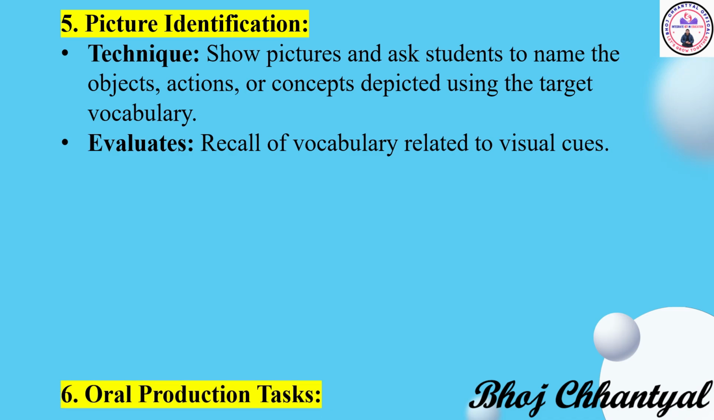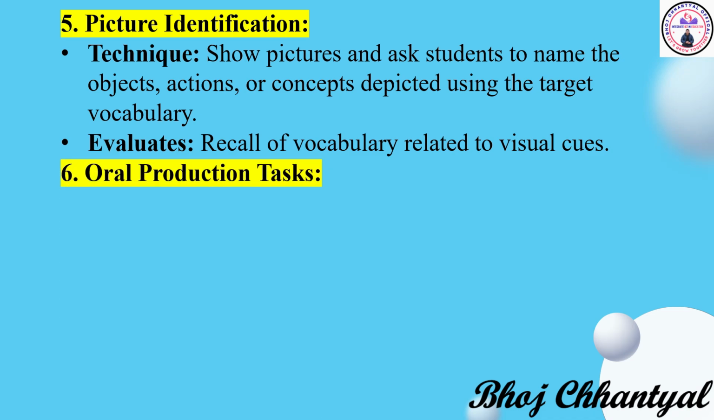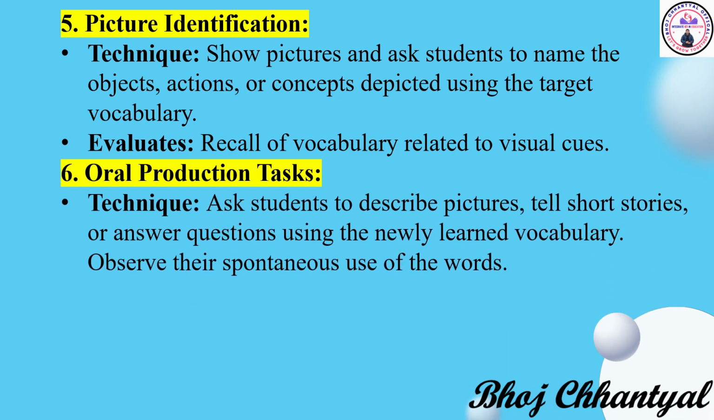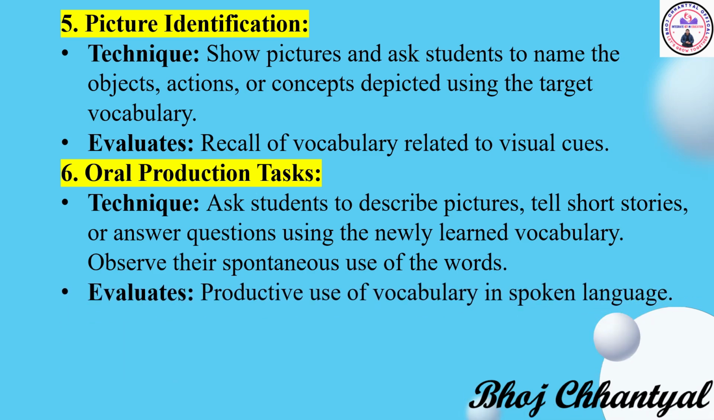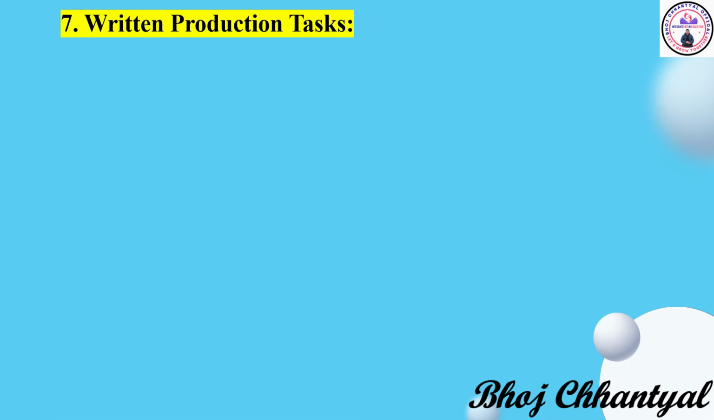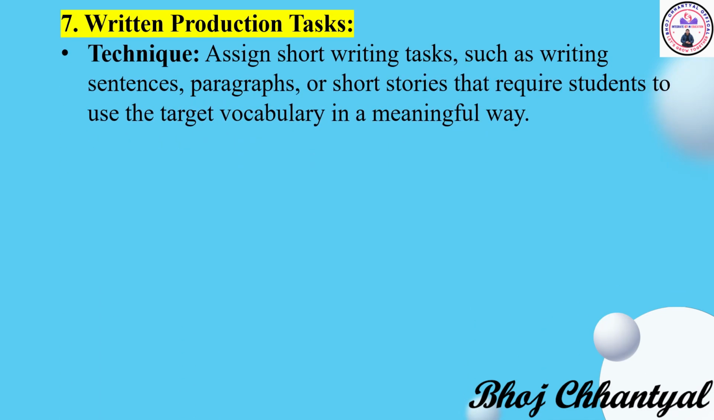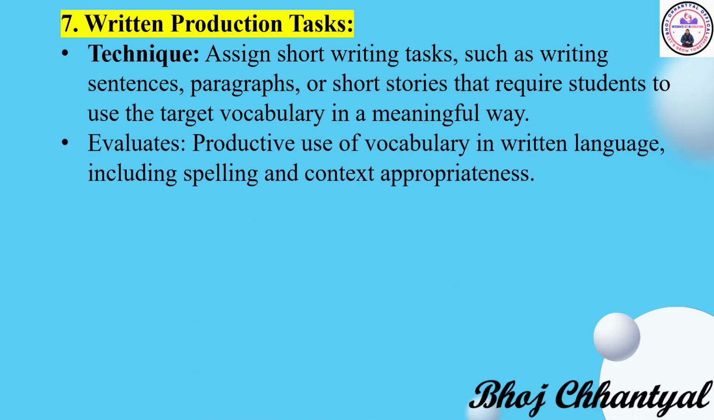6. Oral production tasks. Technique: ask students to describe pictures, tell short stories, or answer questions using the newly learned vocabulary. Observe their spontaneous use of the words. Evaluates productive use of vocabulary in spoken language. 7. Written production tasks. Technique: assign short writing tasks such as writing sentences, paragraphs, or short stories that require students to use the target vocabulary in a meaningful way. Evaluates productive use of vocabulary in written language, including spelling and context appropriateness.